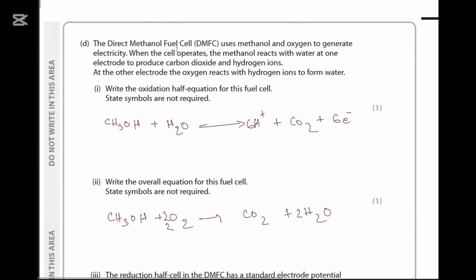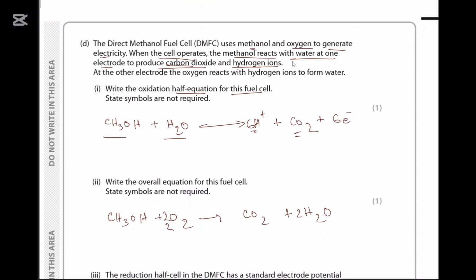D, the direct methanol fuel cell uses methanol and oxygen to generate electricity. Write the oxidation half equation for this fuel cell. When the cell operates, the methanol reacts with water at one electrode to produce carbon dioxide and hydrogen ions. And I'm asked to write the half equation. So methanol reacts with water to produce carbon dioxide and hydrogen ions.